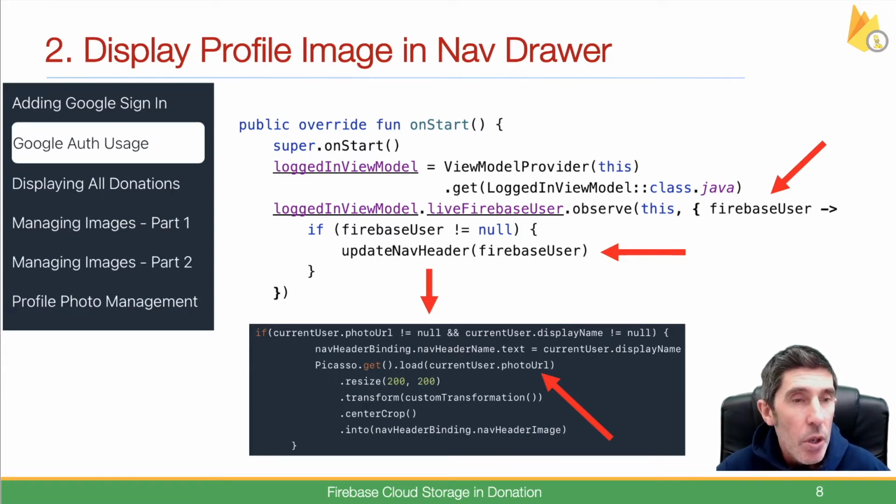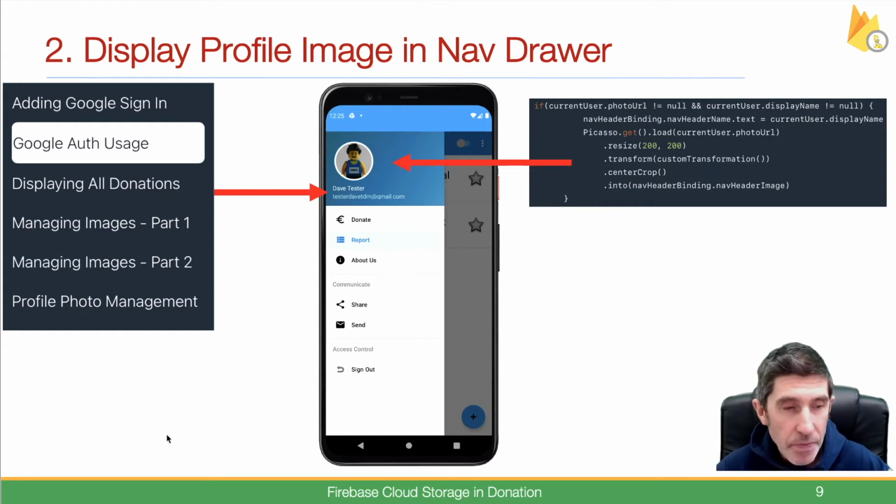So what we get with that is something along these lines. These are Dave Tester's credentials. Here is his display name, here's his Gmail account, and for us, more importantly, this is the user's profile pic taken from the Google credentials that we have assigned within that photo URL. We'll see later on how we get to store that up on Firebase, and ultimately how we could change that if we need to.